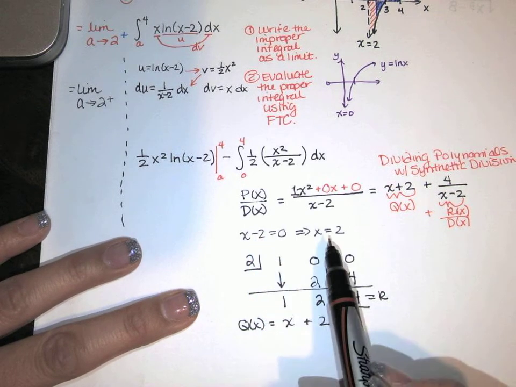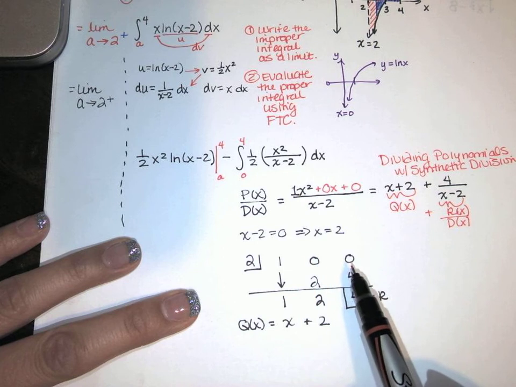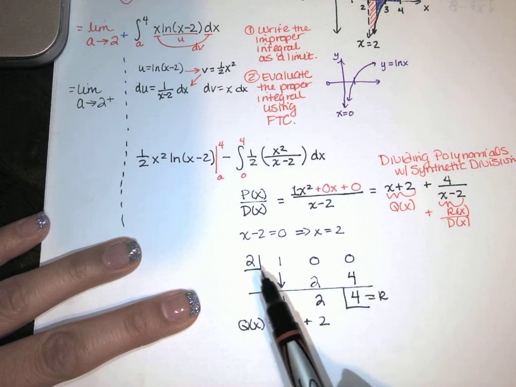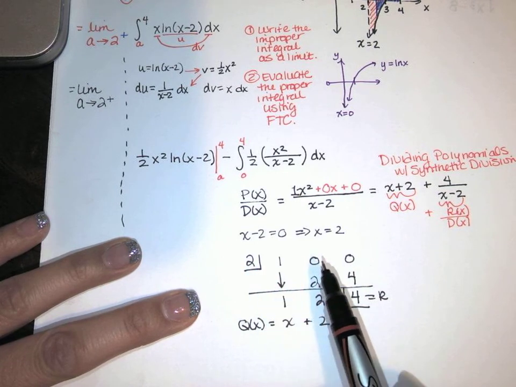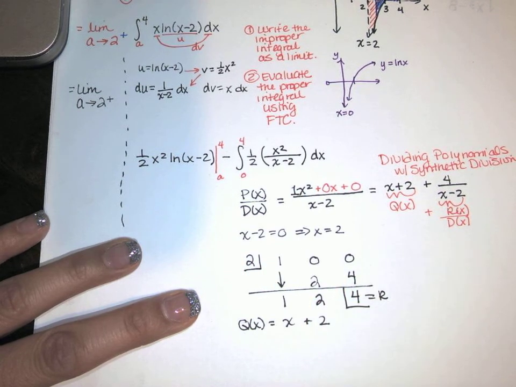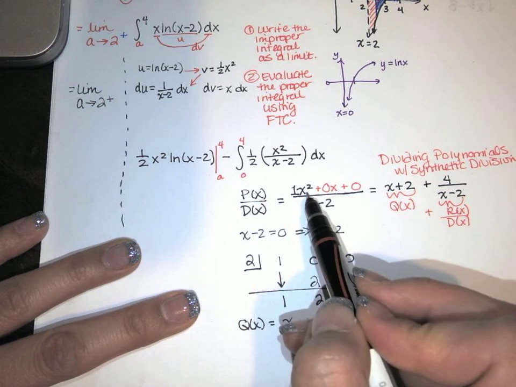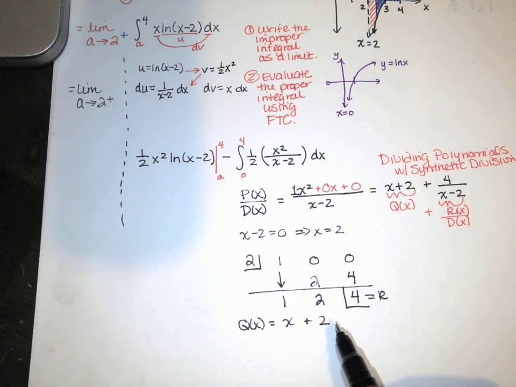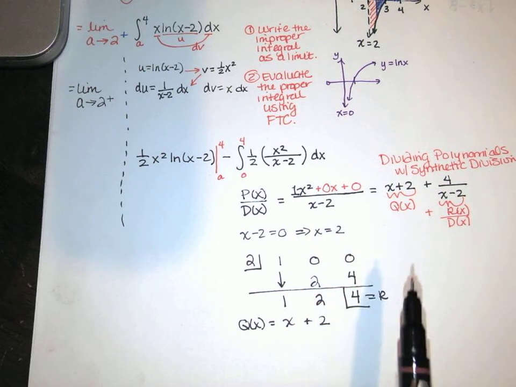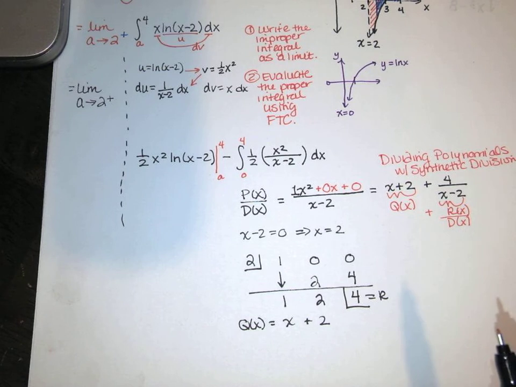So we set the divisor equal to 0, solve for x, put that there, list the coefficients of the polynomial in the numerator here, bring the first one down, multiply, that number goes there, and add. Multiply, that number goes there, and add. Then these are the coefficients of your quotient. This quotient is 1 degree less than this. That was x squared, so this is going to be x to the first. And then we'll have the remainder, which is a 4 over the divisor.